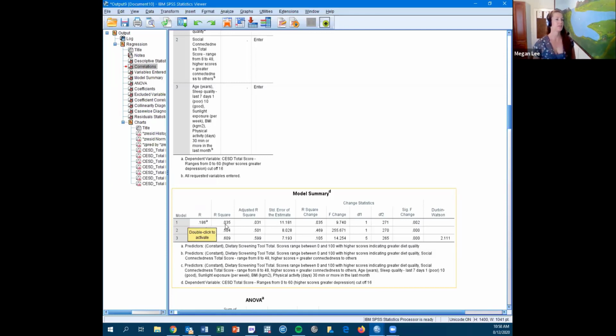R squared, now this is our important one for this one. R squared in the model summary is the main one you want to look at. It basically tells us how much variability diet has in depression. I usually convert them to percentages because they're easier to understand, so just times it by 100. Who can tell me what percentage of depression diet takes up if you times R squared by 100?